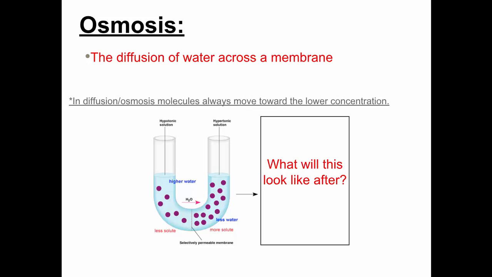However, they are too large. They can't get through the pores in this membrane. So they're stuck. Even though they're high concentration here, low concentration here, they can't get over here. What about water? What would water, how would water diffuse?